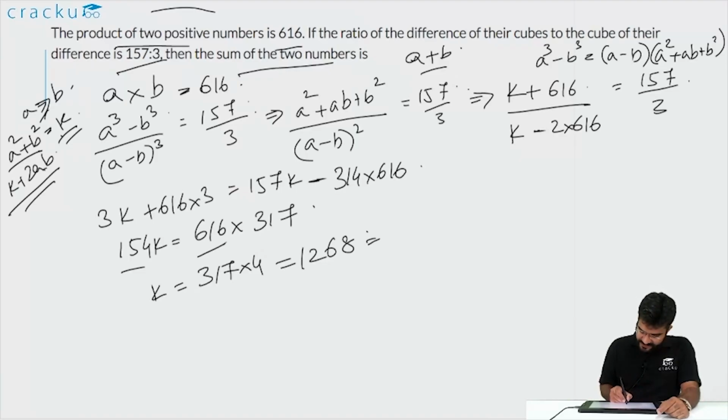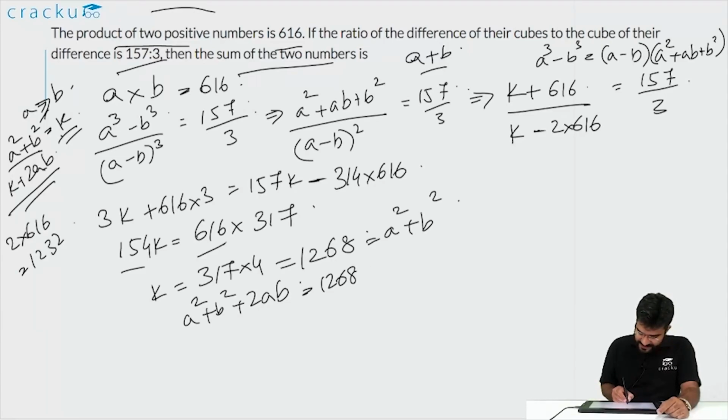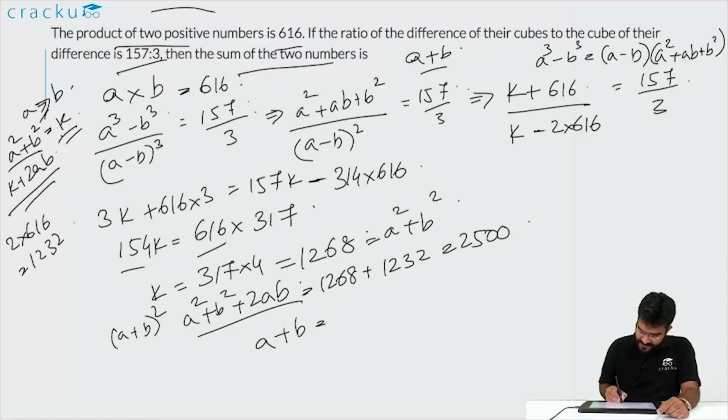So this is equal to a square plus b square. Now, a square plus b square plus 2ab. 2ab will be 2 into 616, which is equal to 1232. So this will be 1268 plus 1232. This will be 2500. This is a plus b whole square. So you can find out that the value of a plus b is the square root of this, which is equal to 50. This is the answer that you are required to find out.